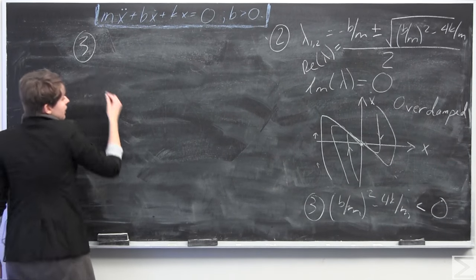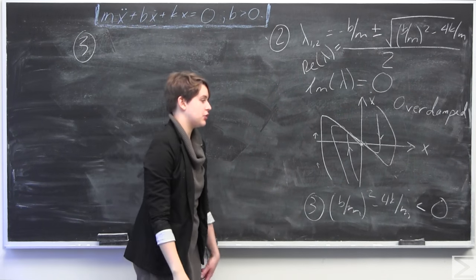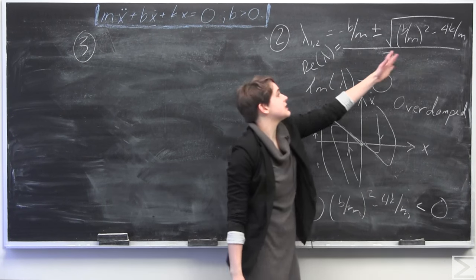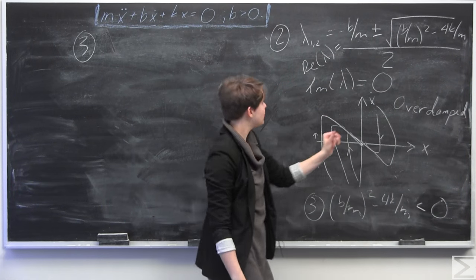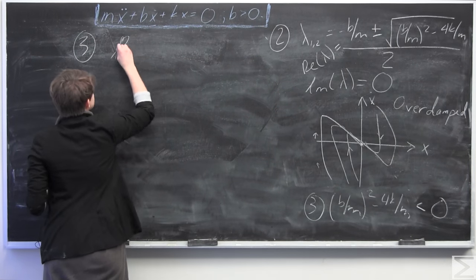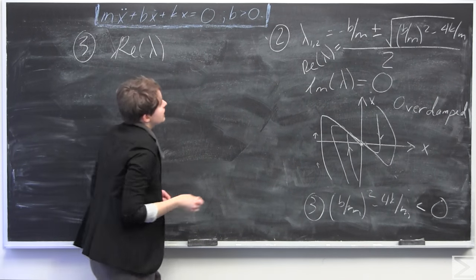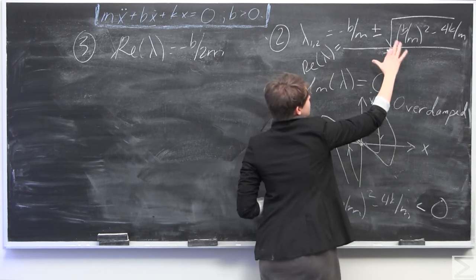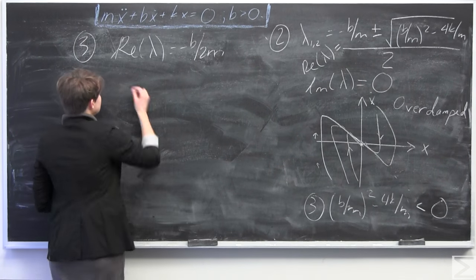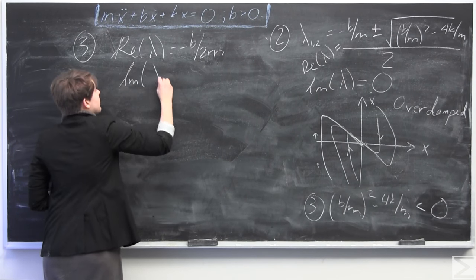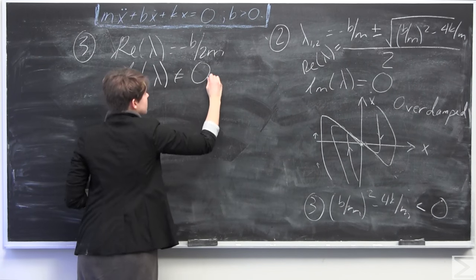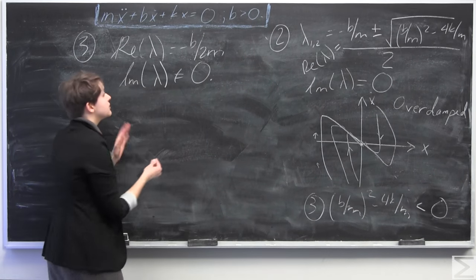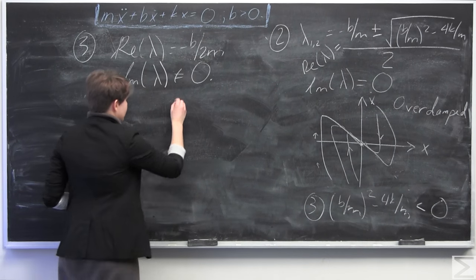Okay, so in our last case, where b over m quantity squared minus 4k over m is less than 0, as you can see here, this quantity is going to be less than 0 under the radical, so we're going to have an imaginary part to our eigenvalue. The real part of our eigenvalue is just going to be equal to negative b over 2m as before, because this is the real part and this is the imaginary part. And in lieu of writing out the imaginary part, I'm just going to say the imaginary part of lambda is not equal to 0. This is an isolated case where we actually do have complex conjugate eigenvalues, excuse me.